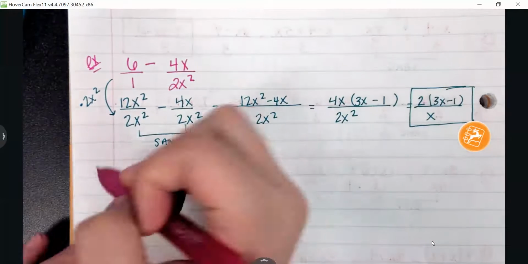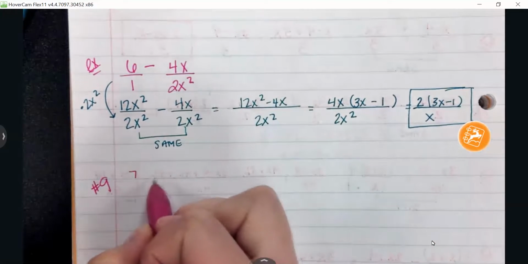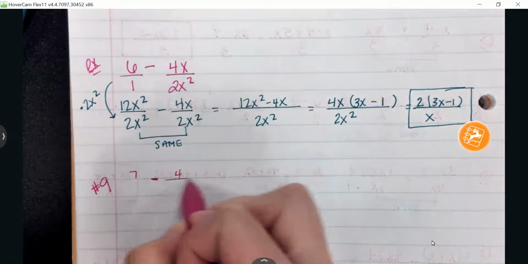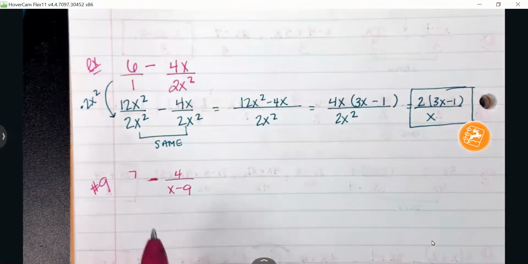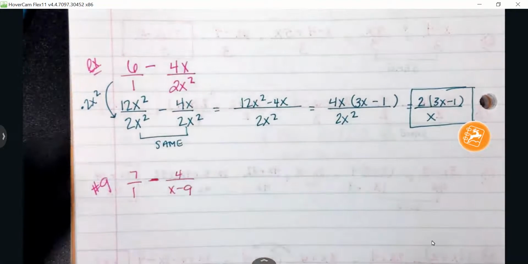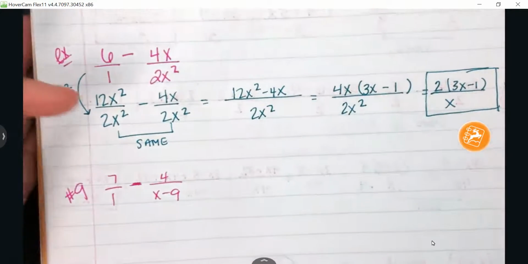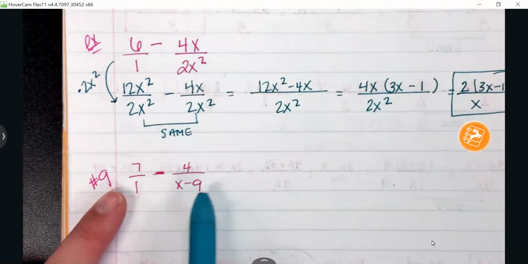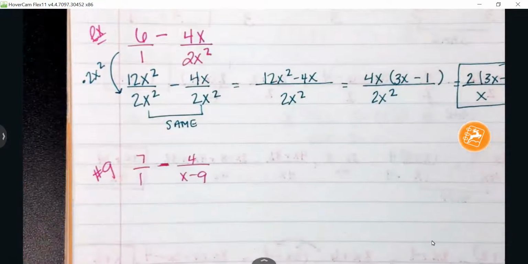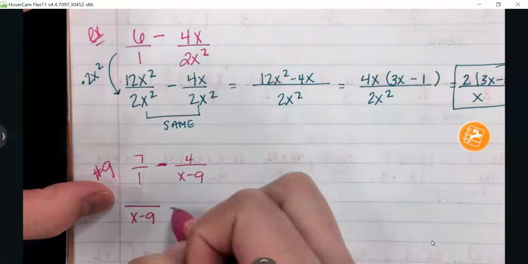Okay, let's look at number 9. So write this down if you don't have it already. 7 minus 4 over x minus 9. How do I make 7 into a fraction? Okay. Anytime I have over 1, well, it's already told me what my new denominator has to be. So between a 1 and an x minus 9, what's my new denominator going to be? X minus 9. Okay? So I know I'm going to have this.